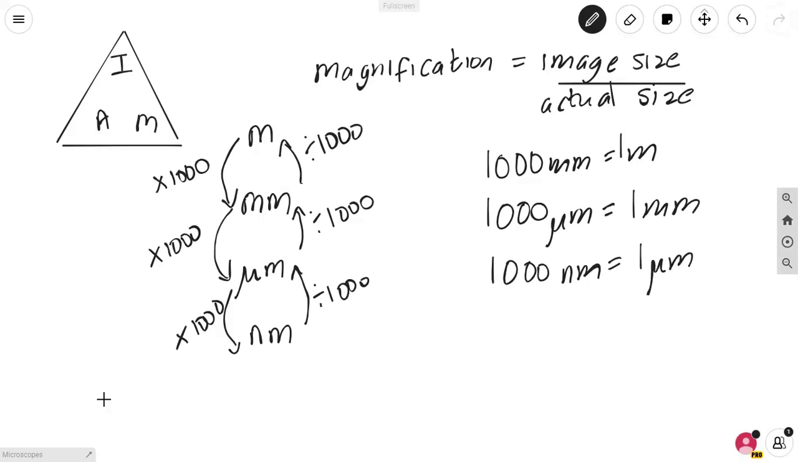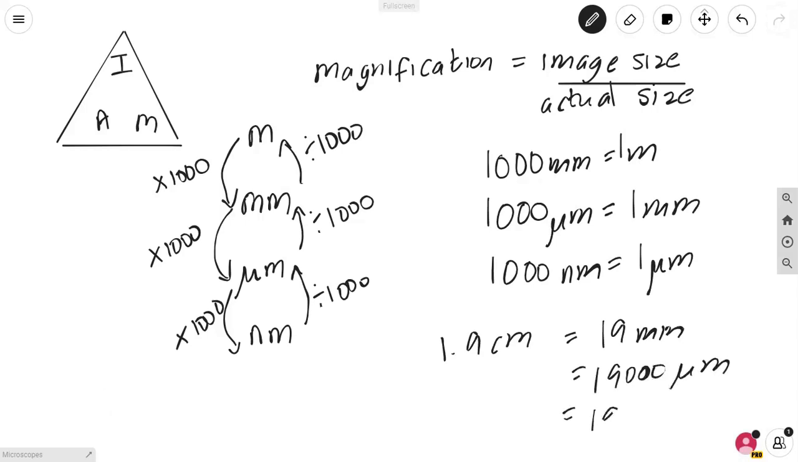It's because it's not an SI unit. It doesn't fit into this pattern. If you're given something in centimeters, convert it into millimeters first. You should know how to convert from centimeters to millimeters very easily. So if you get given something which is 1.9 centimeters, that's 19 millimeters, which is therefore 19,000 micrometers, which is 19 million nanometers.